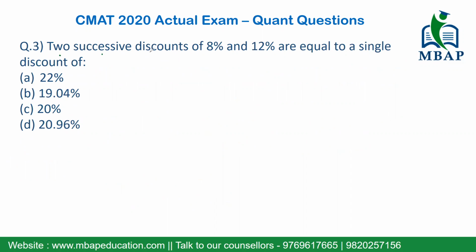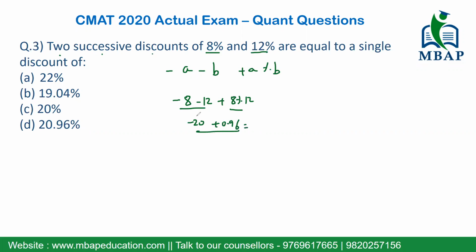Next question. Two successive discounts of 8% and 12% are equal to what discount? Again, this is an application of successive percentage change given by A, B, and A percentage of B. This is minus A, minus B, plus A percentage of B. So over here, minus 8, minus 12, plus 8% of 12. This is going to become minus 20. This is going to become plus 0.96. 20 minus 0.96 will give you straight away option number B, which is 19.04%. And hence, the answer for this given question would be option number B, 19.04.